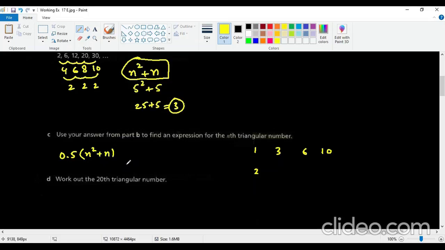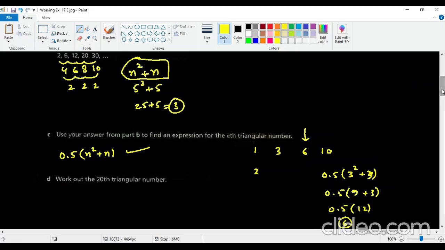That's how it's going to give you a triangular number. Let's try for the third term. Let's suppose we have no idea how much this term is; let's find out. Now it is 0.5 times 3 squared plus 3. That means 0.5 times (9 plus 3), which is 0.5 times 12. So half of 12 is 6, which is the right answer for this number. So the expression for the nth triangular number is this one.